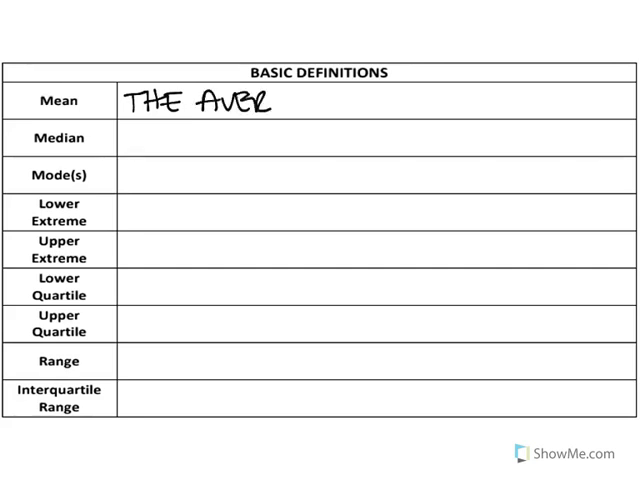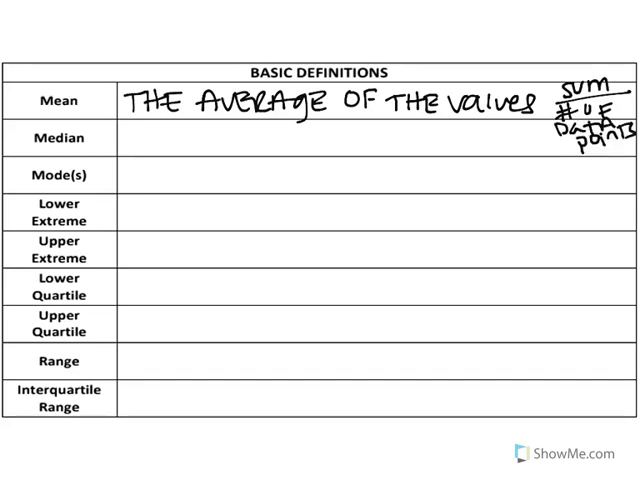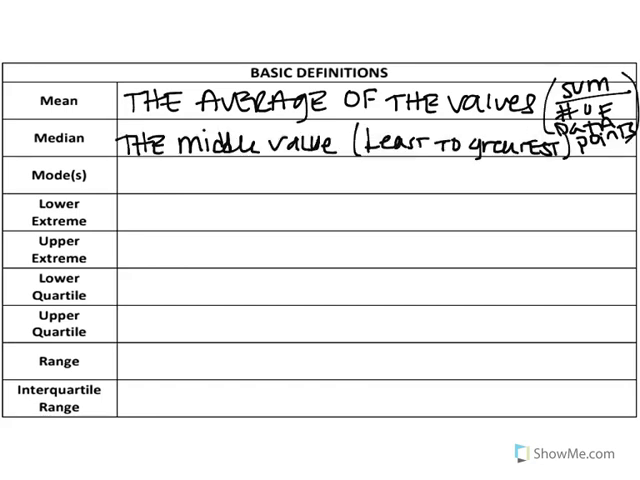So in order to find the mean, you are taking the average of the values, which means that you are taking the sum of all those data values and dividing it by the number of data points that there are in that set. Okay, then the next thing is the median. This is the middle value. Basically, you put it in order from least to greatest and then figure out what the middle value is. Okay, and then the mode is the most occurring values.